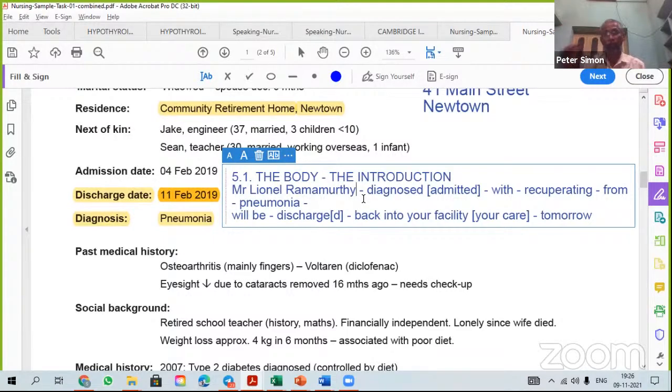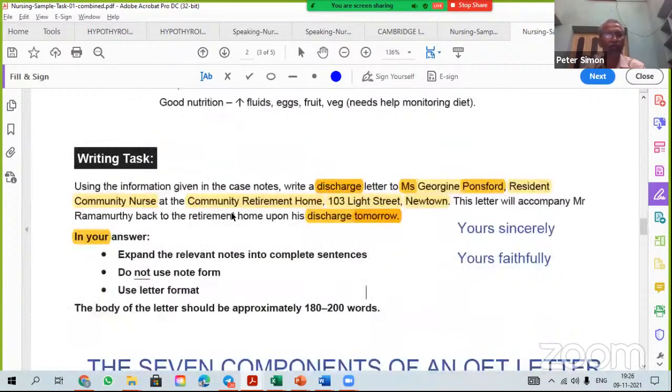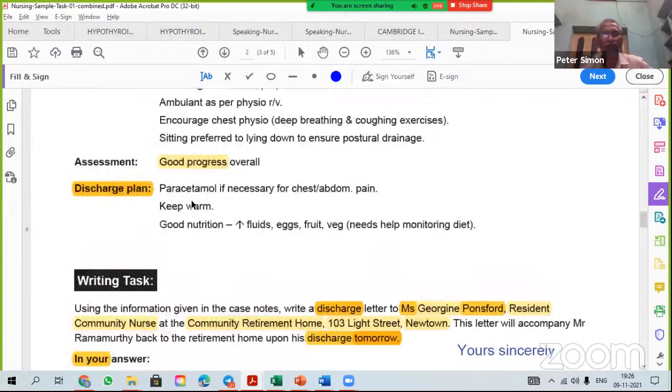So next one is requires. And why? What he requires? Requires. Okay, you can also say requires. Requires what? This letter will, okay, retirement home upon his discharge tomorrow. What does he require? Monitoring. Needs help monitoring diet. Requires regular monitoring.